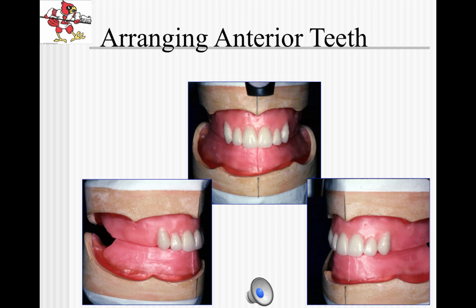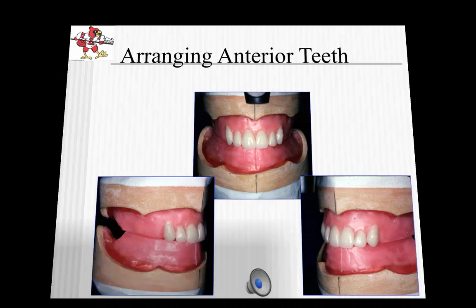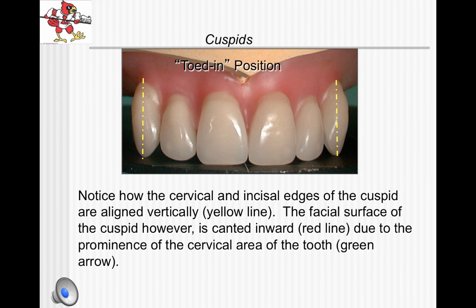The finished setup should have a pleasing balanced appearance. Some choose to rotate a lateral, or both, slightly to give a more natural appearance. Notice how the cervical and incisal edges of the cuspid are aligned vertically with our yellow line. The facial surface of the cuspid, however, is canted inward at the incisal due to the prominence of the cervical area of the tooth.